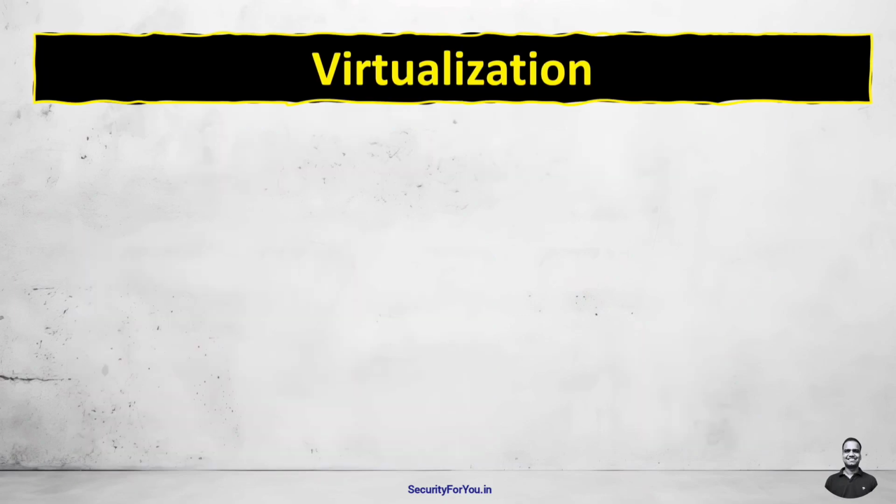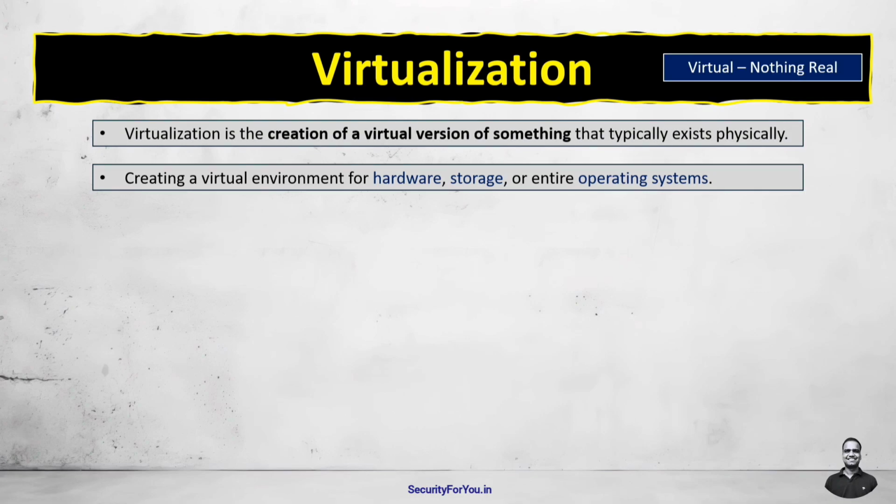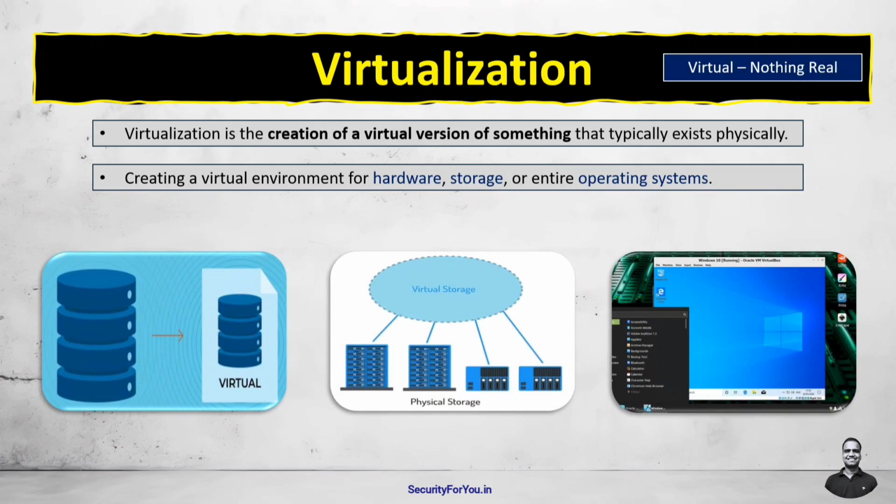Virtual means nothing real. Simply put, virtualization is the creation of a virtual version of something that typically exists physically, right? In computing, this means creating a virtual environment for hardware, storage, or even entire operating systems. Virtualization enables us to do more with less hardware, right?